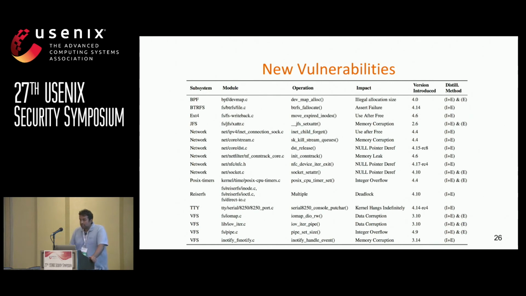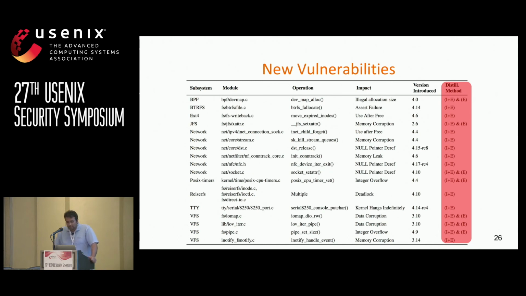But most importantly, all of these bugs could only be found when using distilled seeds. And in particular, 10 out of the 17 could only be found when using seeds that maintained implicit and explicit dependencies.